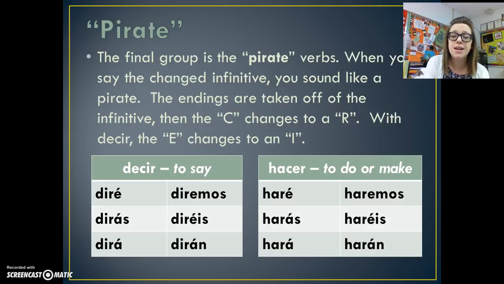Now with hacer, the only thing that changes is that C to an R. You have to take the ending off of this one as well. Hacer means to do or to make. The yo form of hacer is haré. Tú form is harás. Él form is hará. Nosotros is haremos. Vosotros is haréis. And ellos is harán.